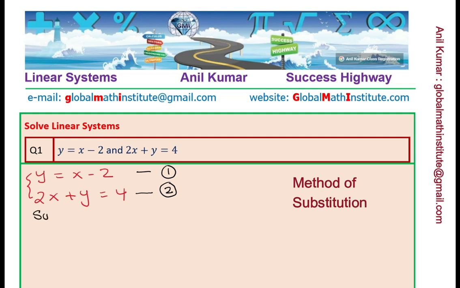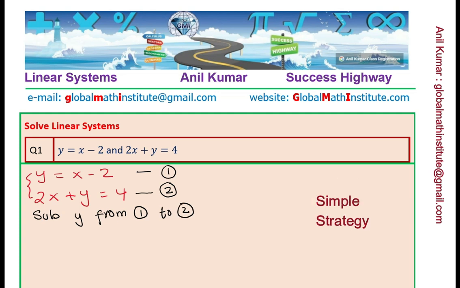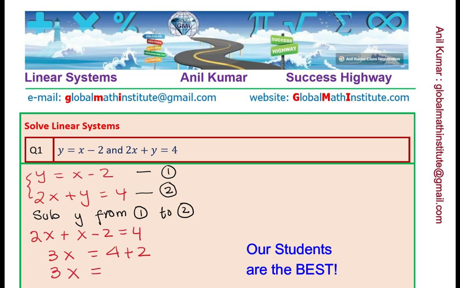So we'll substitute y from equation 1 into equation 2. Makes sense, right? Y is x minus 2, so we are going to substitute this value. Equation 2 is 2x plus y. Instead of y, I'm writing x minus 2, and we have equal to 4. Clearly, we can now combine 2x and x, which is 3x. Take 2 to the other side, it becomes 4 plus 2, right? And so, what do we have? Well, we have 3x equals 6.